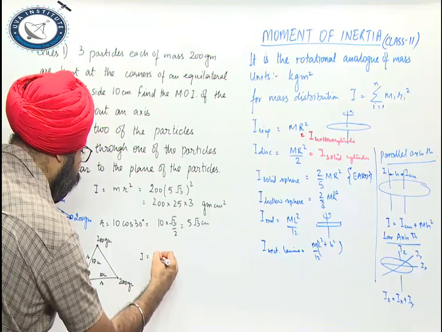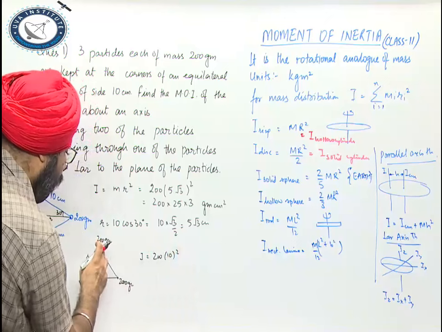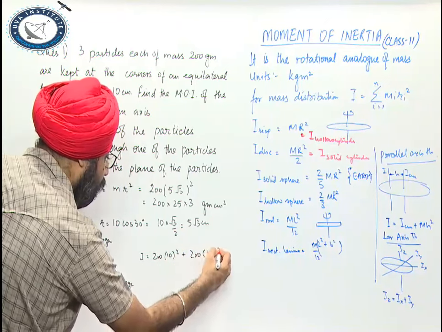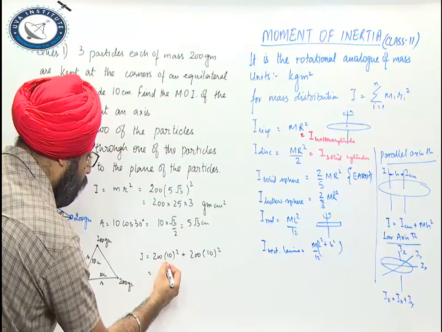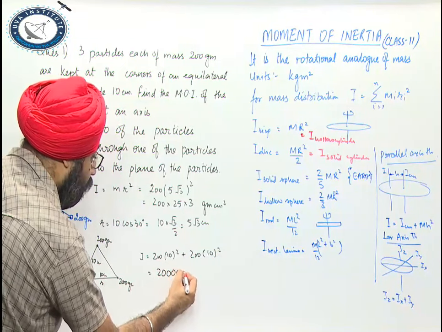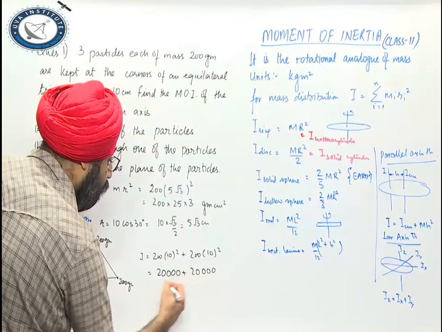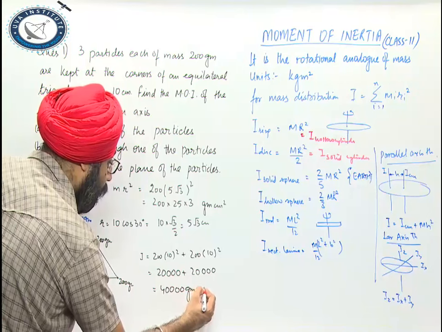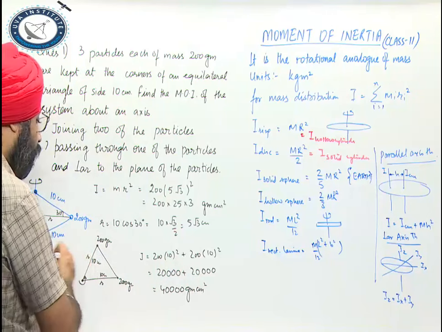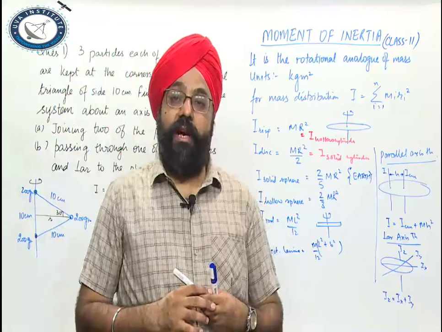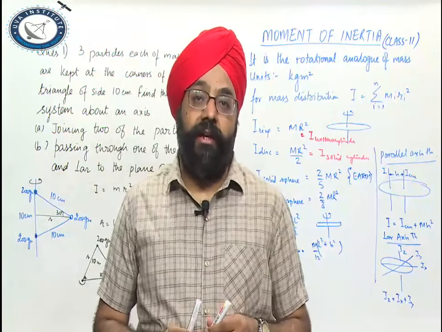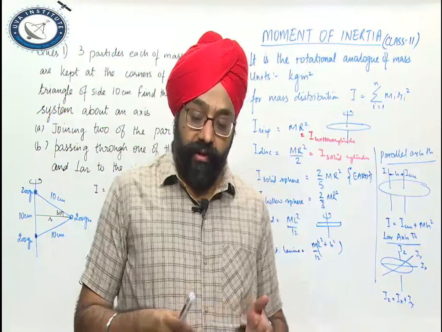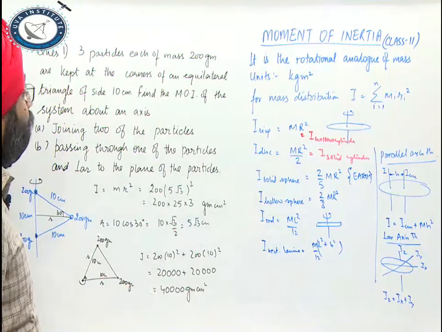So moment of inertia is 200 into 10 square for this particle. For this particle, it is also 200 into 10 square. So 10 square is 100, plus 20,000. It comes out to be 40,000 gram centimeter square about this axis. This is how we can calculate moment of inertia. Do keep this thing in mind: r is the perpendicular distance from the axis of rotation. You don't take any random distance.